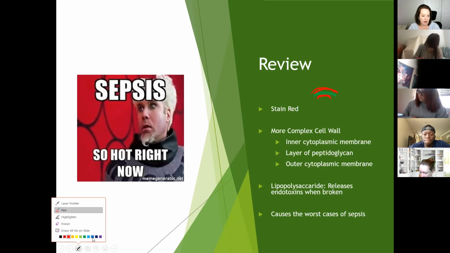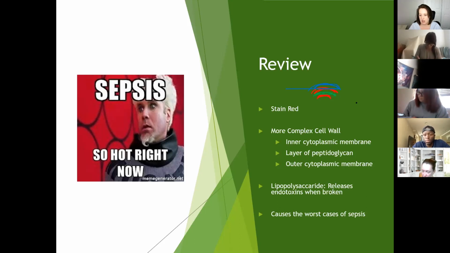But then on the very outside of the cell, they have lipopolysaccharides, which is another cell wall that goes beyond that. So antibiotics and treatment and white blood cells are having to go through 4 layers to get to the inside of that bacteria cell to kill it. So it has that more complex cell wall.